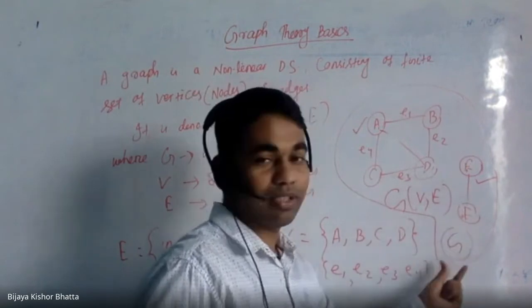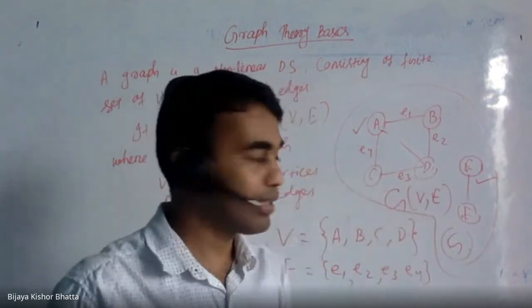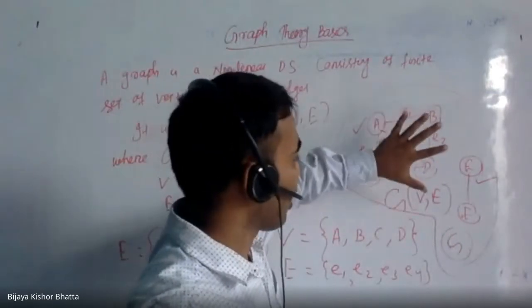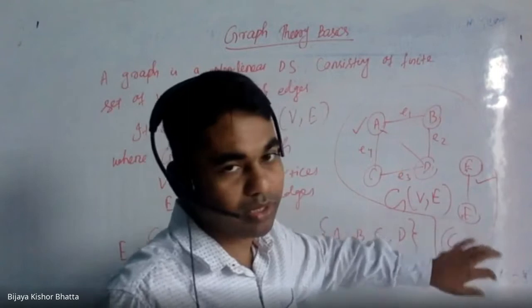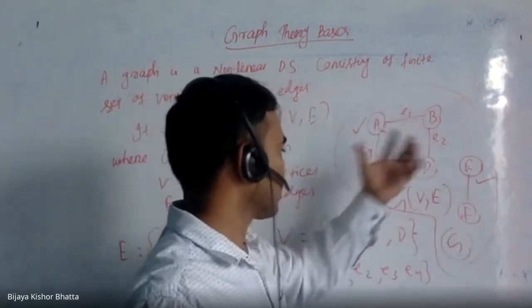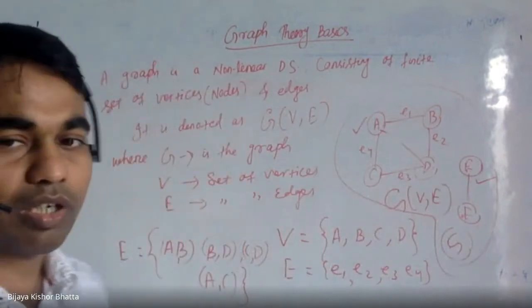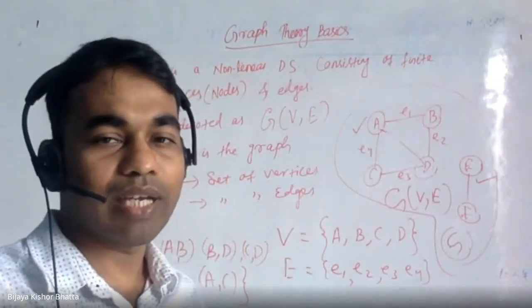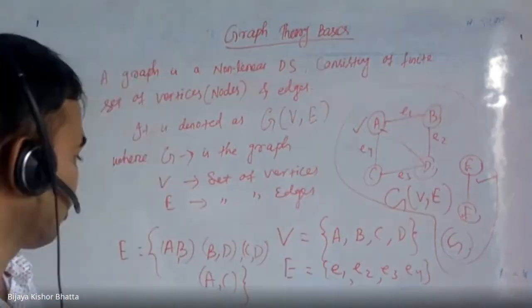You can see there are different components. The number of components is not one. So this is one connected component, this is one connected component, this is one connected component. We are going to study more different kinds of graphs, but I just wanted to give you a highlight. So this is the definition of this particular graph. I hope it is clear.